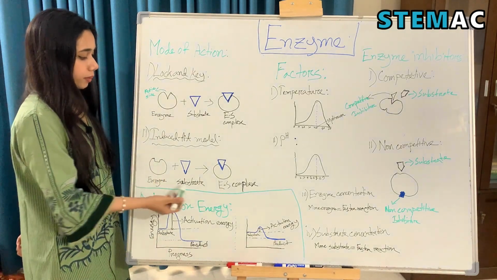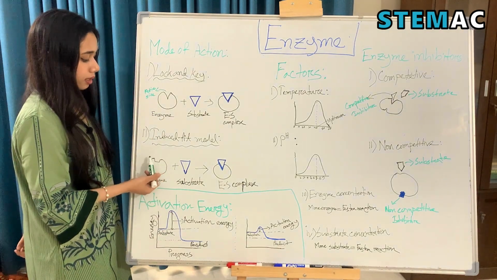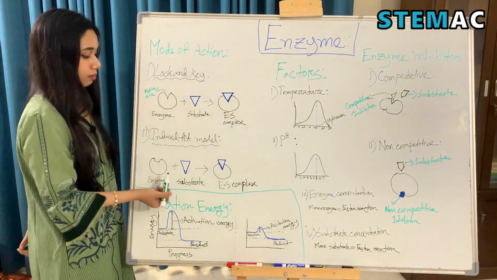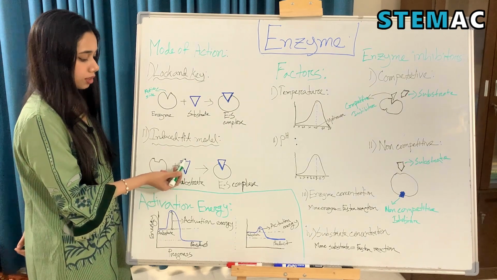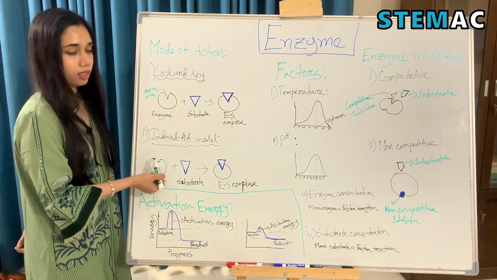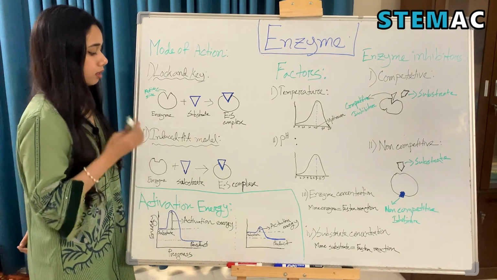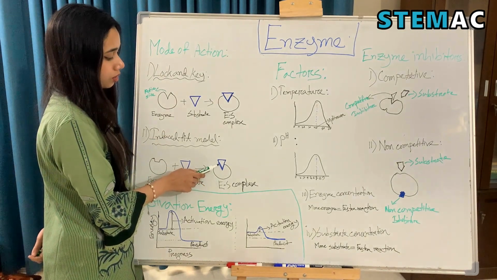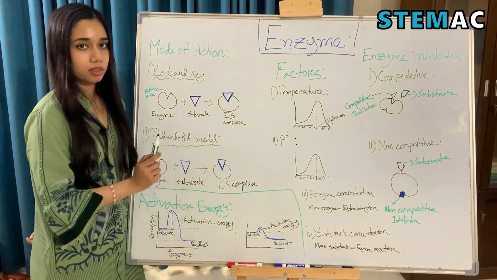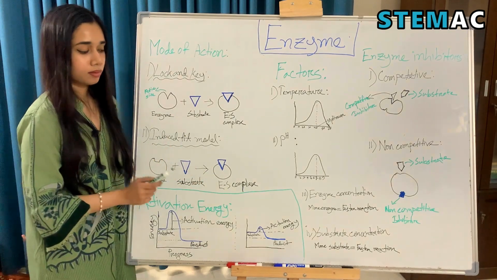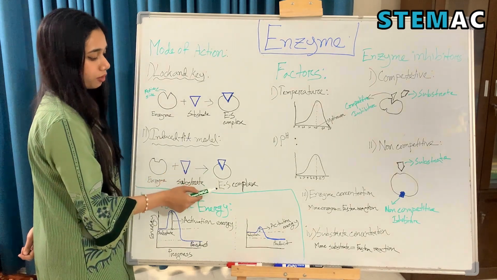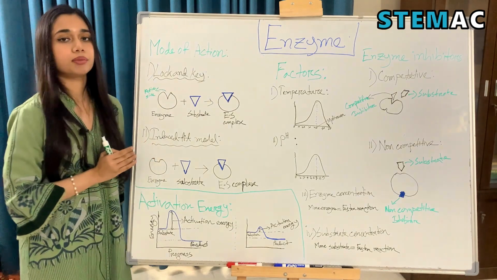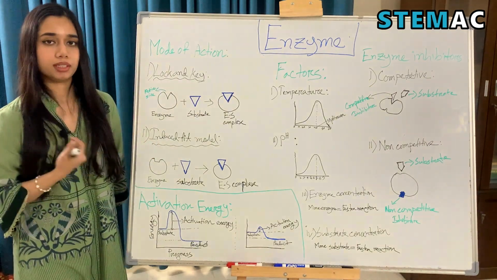So in this figure we can see that this enzyme has a particular shape. The active site of the enzyme has a particular shape, and the shape of this substrate is different from the shape of the active site, right? So what's going to happen is that the enzyme will slightly change its shape to fit the substrate, and then the substrate will bind and form an enzyme substrate complex. So this is the induced fit model of the mode of action of an enzyme.